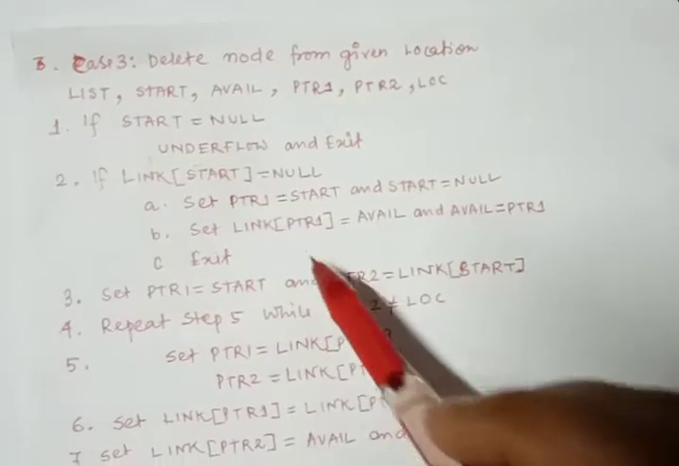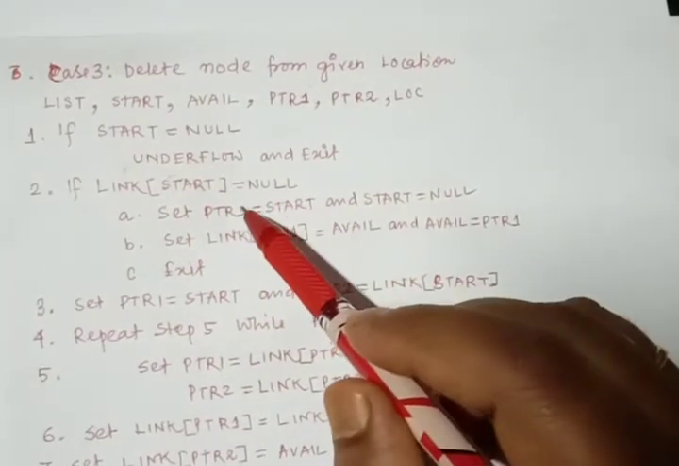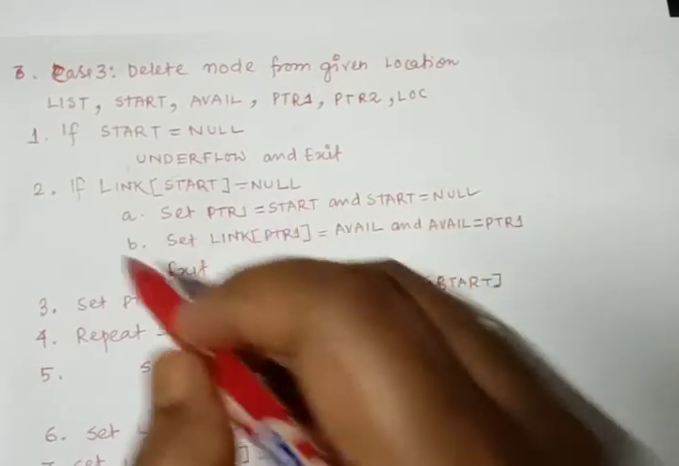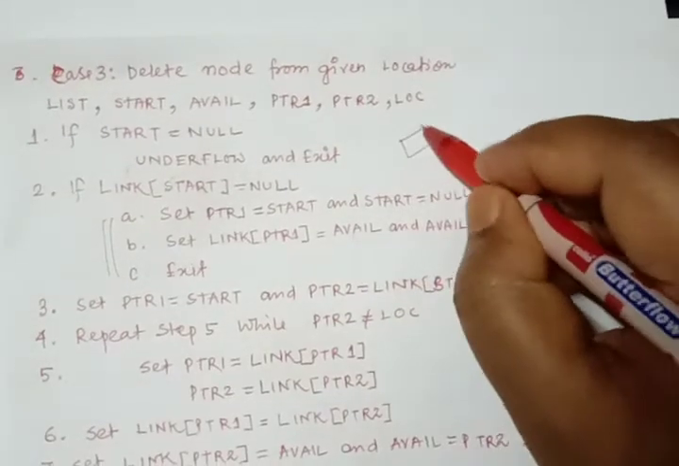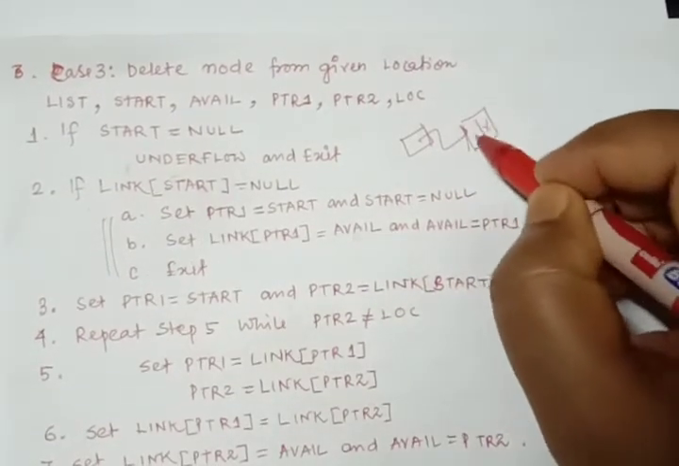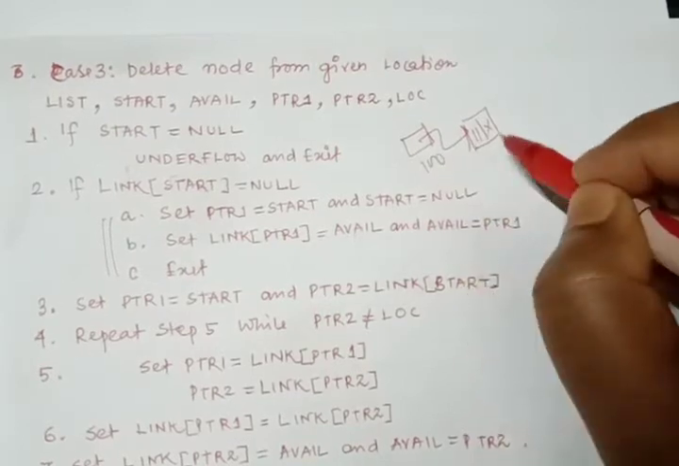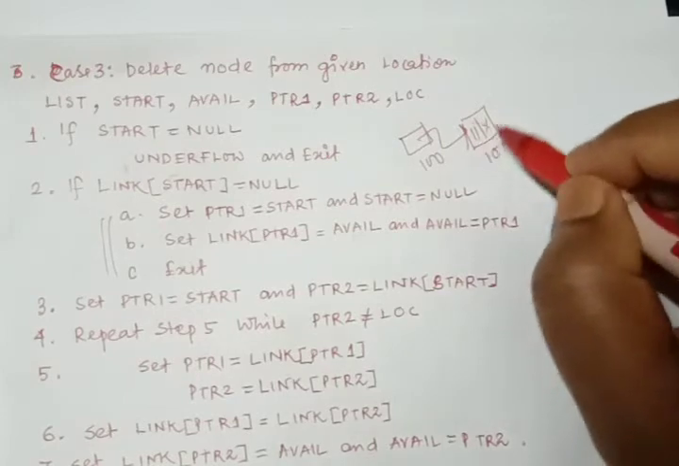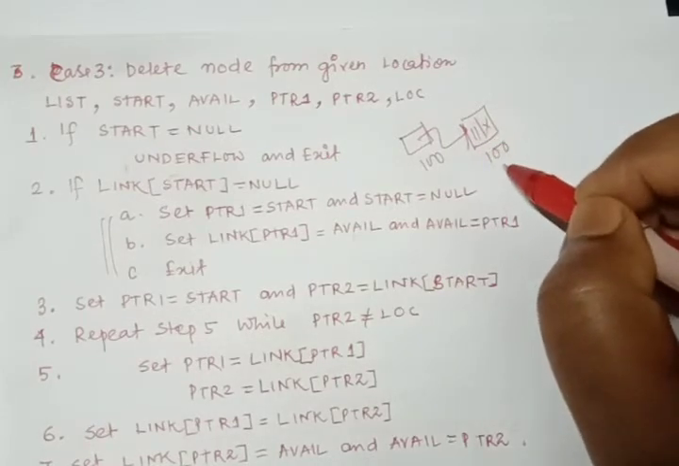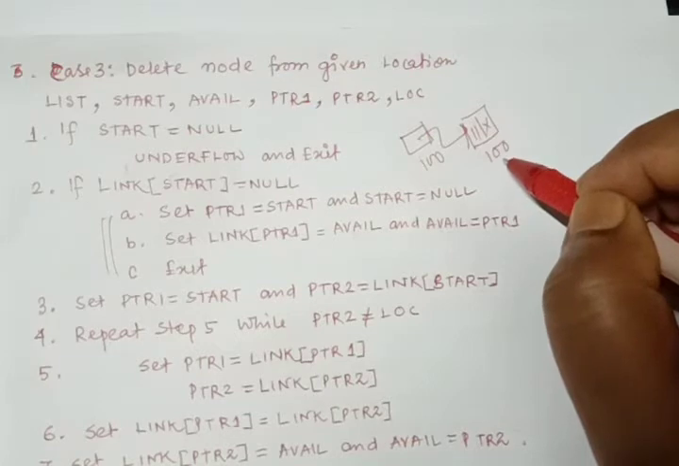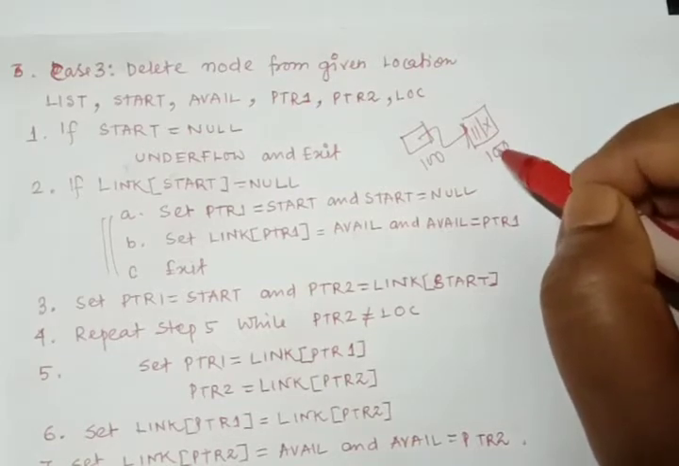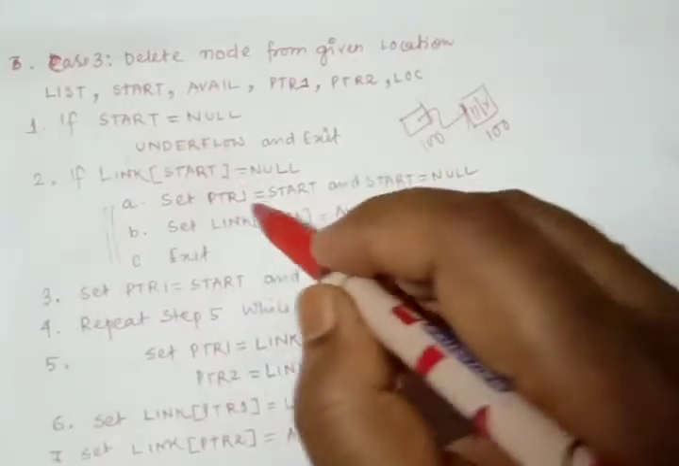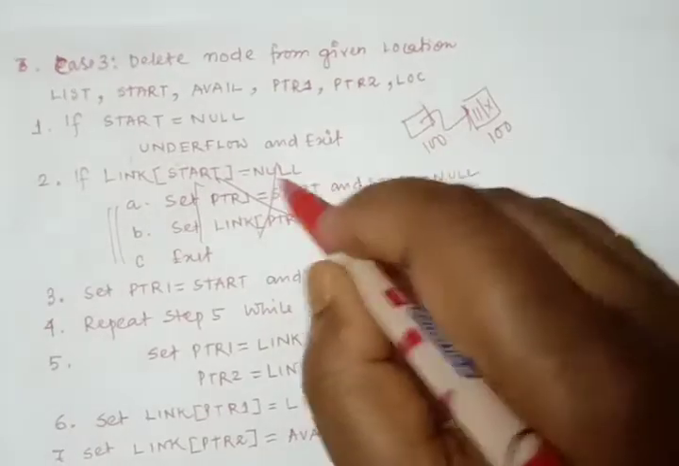If link of start equal to null, that means the list contains only one node, so these steps will execute. Suppose this is the address of the node, and the list contains only one node. In that case, no need to write these steps actually, because we will ask the user to enter the location.